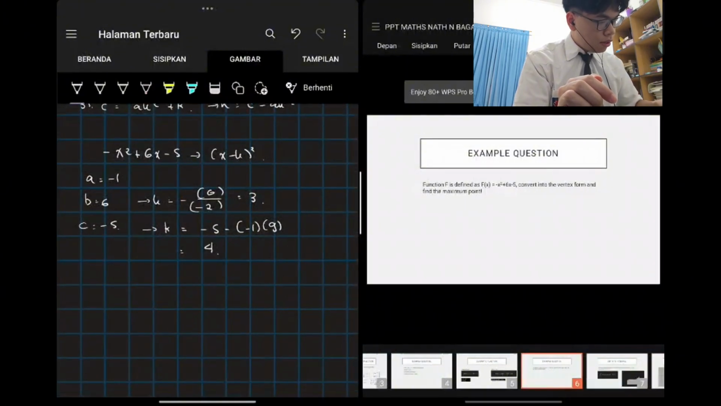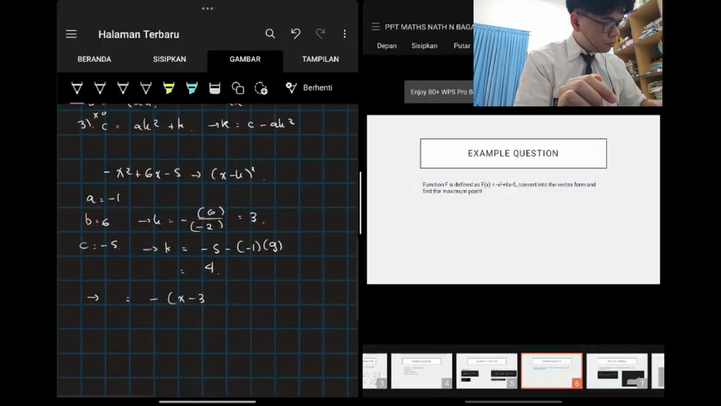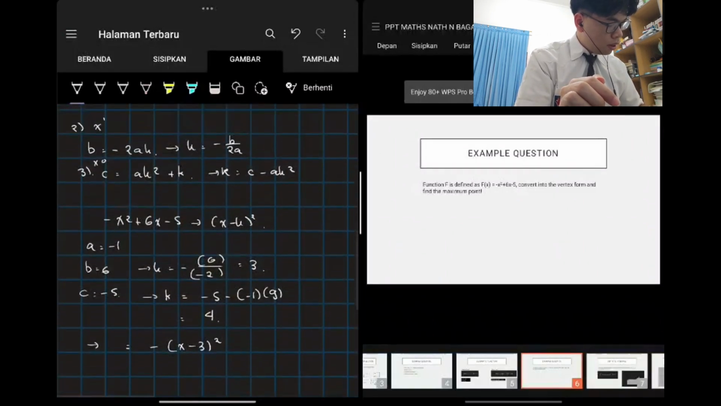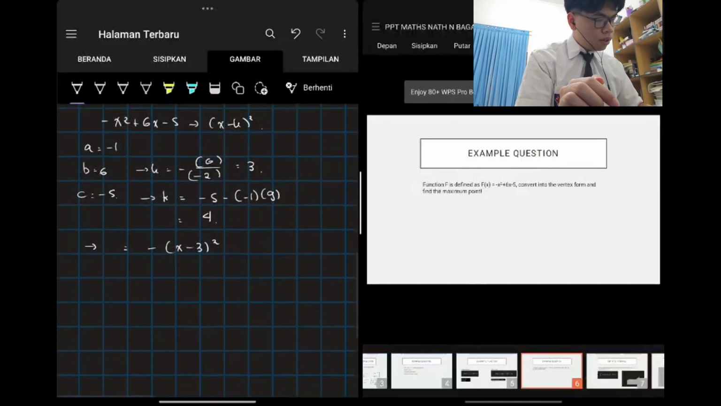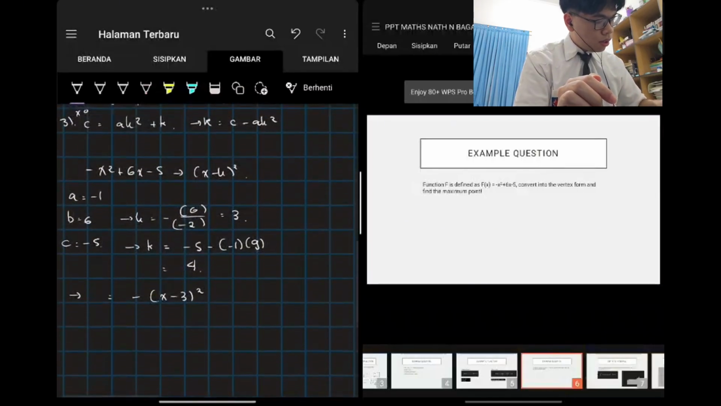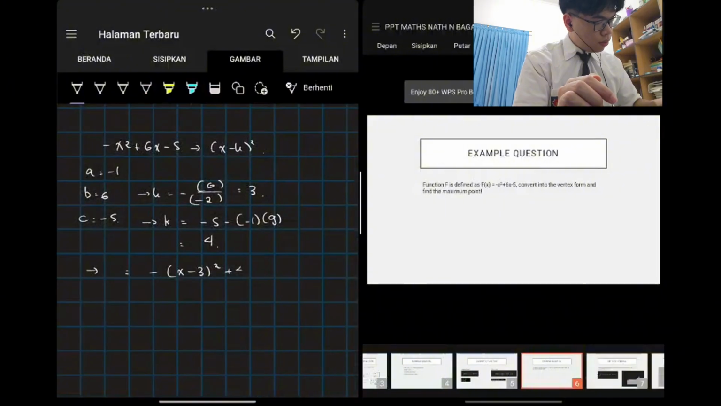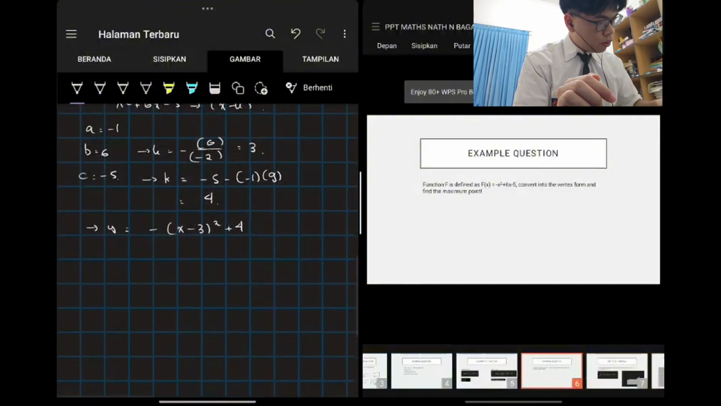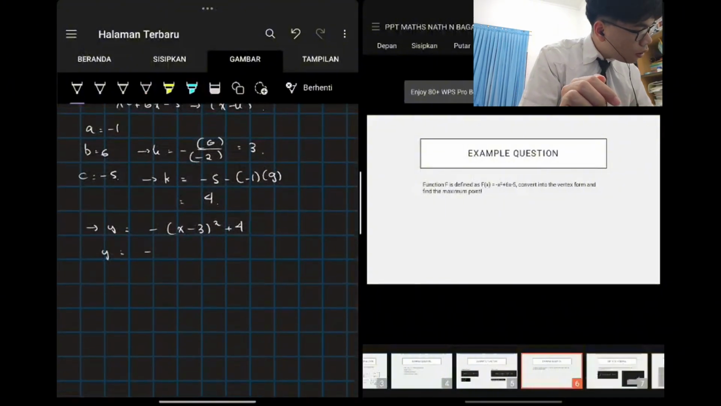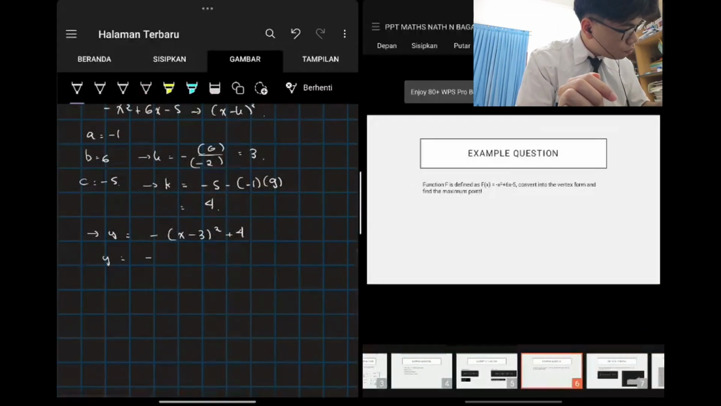So we got minus (x minus 3) squared plus 4. Yes, plus 4. So these two functions are equivalent to each other.